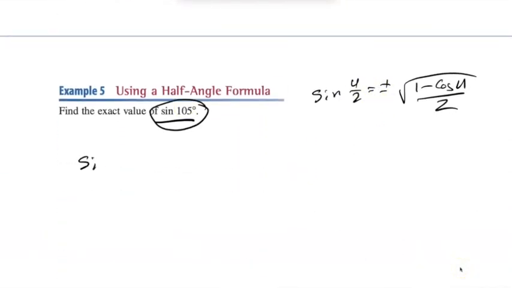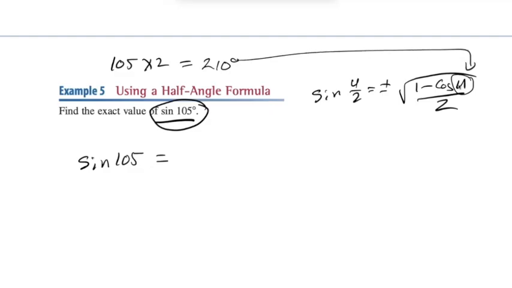If we want to find sine of 105, what we really want to find is the double of this angle. That's what we're going to plug into this formula here. 105 times 2 is 210, so that's what's going to go in here. We're going to plug 210 into there. That's going to be the square root of (1 minus cosine of 210) over 2.